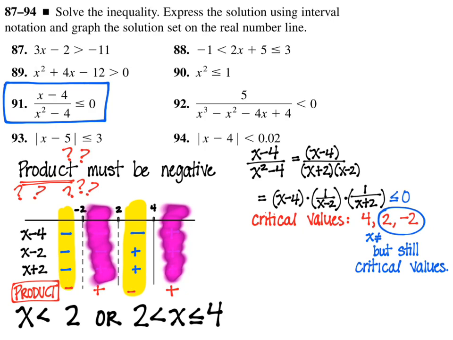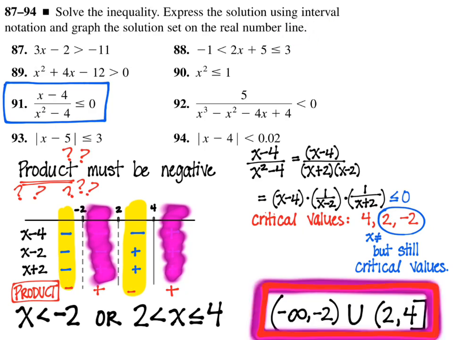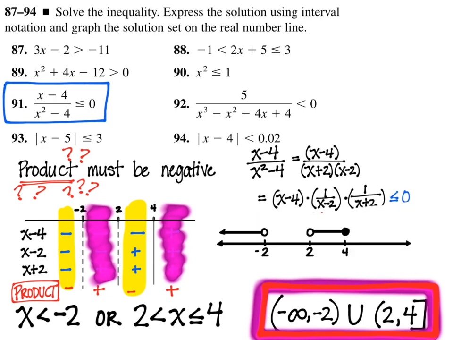So therefore, the answer would be x is less than negative 2, or x is between positive 2 and positive 4. The problem did ask us to answer in interval notation. So, interval notation instead of that inequality notation would be this. And we also are supposed to graph that on a number line. So that's how I graph on a number line.